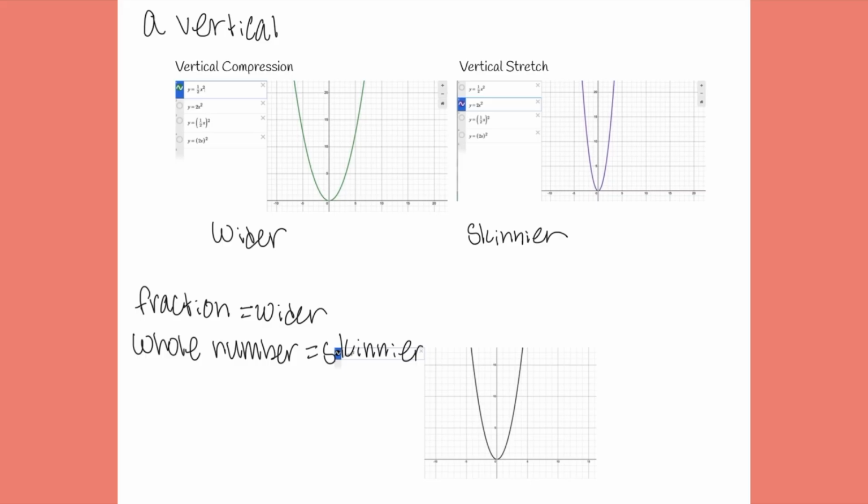Now, when the function has a fraction as the a value and gets wider, this is called a vertical compression. And you can remember this because you can imagine smashing the function down vertically, like pressing from the vertex and from the top of the function and pressing it down. That would make the function wider, like compressing it. And when the function gets skinnier and there's a whole number as a value, that's called a vertical stretch. And you can remember that because if you stretch out from the vertex to the top of the function, the function would get skinnier.